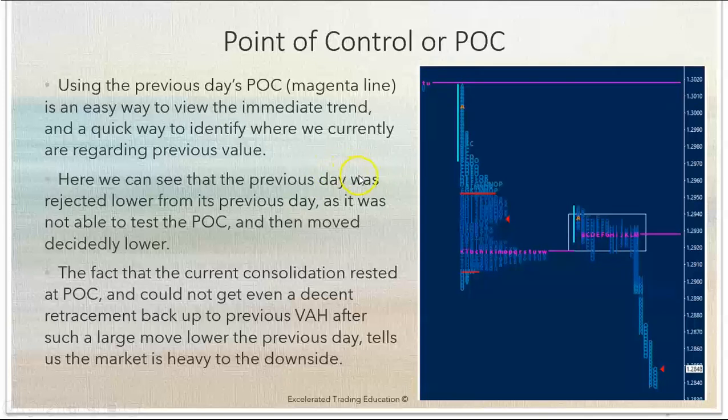Here we can see that the previous day was rejected lower from its previous day, as it was not able to test the POC and then move decidedly lower. Okay, so we just went over that, right? But again, I want to overemphasize that these things are very, very important.